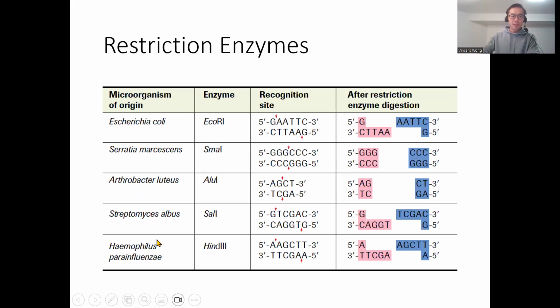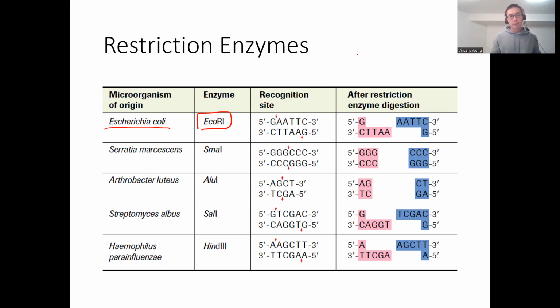These are the different bacteria that we can extract the restriction enzymes from. These are not the only ones, okay? There are many other examples, but these are the common ones. So the enzyme called EcoR1 is extracted from E. coli. We have a bunch of other ones from different bacteria.